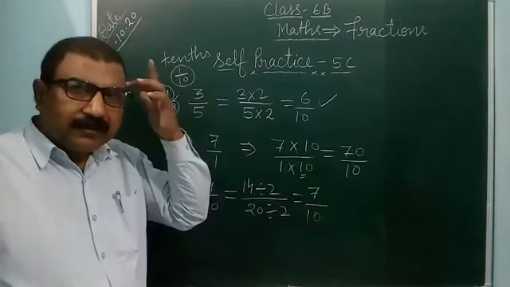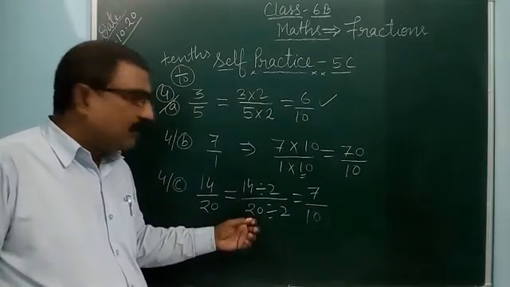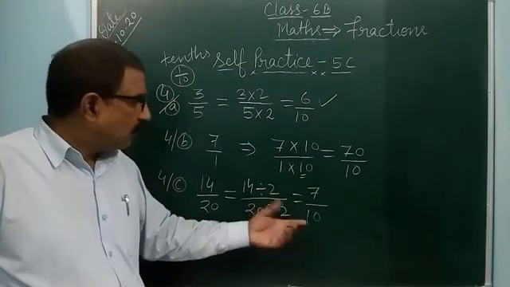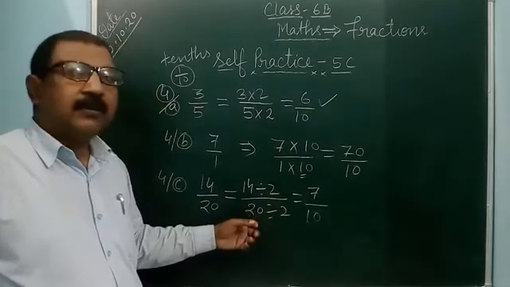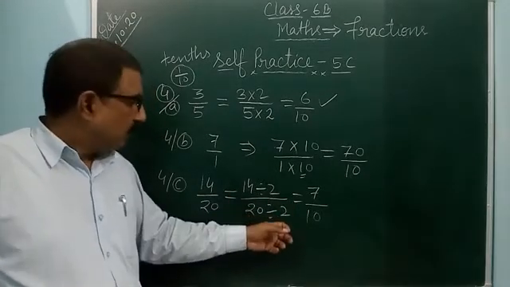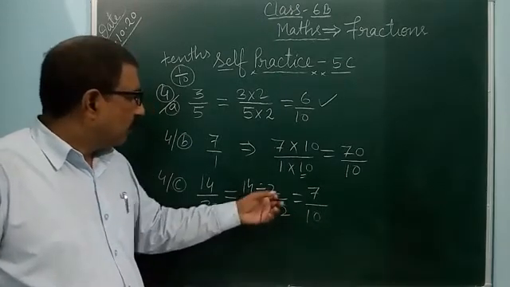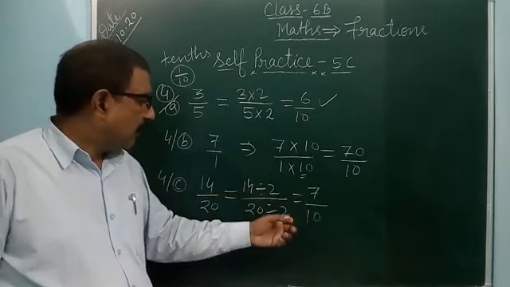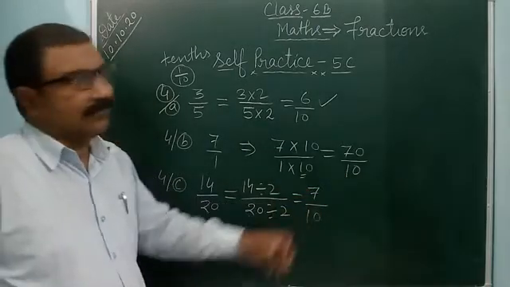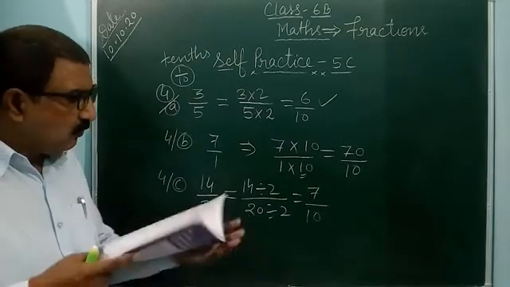So you can also think by which number you can divide 20 to get 10. So by 2 you can divide 20 and you can get 10. So it will be 2 7s are 14, 7, and 2 10s are 20. 7 by 10. So 7 by 10 is the answer.